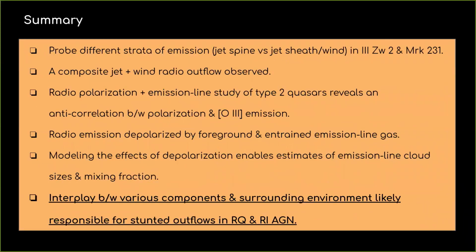So I'll leave you with a summary, but I would just like to highlight one point, which is the following. Overall, our results suggest that a close interplay between the various emission components and the surrounding environment is likely to be responsible for the stunted form of radio outflows in radio quiet and radio intermediate AGN.